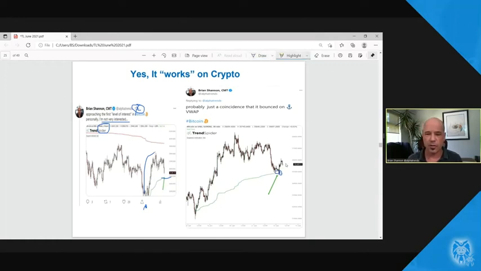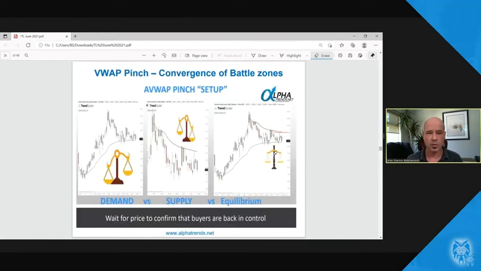If you're not using volume weighted average price, you are really missing a big valuable piece. It bounced from 35 to 36. There's a great scalping opportunity if that's your time frame. It's still in a longer term decline, but yeah, it works in crypto.